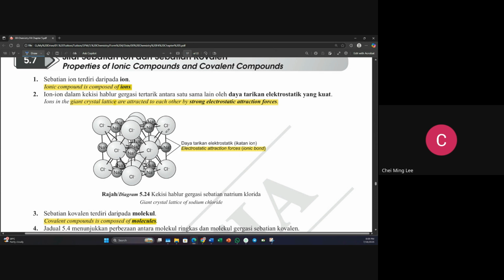The electrostatic force between them is the ionic bond. And covalent compound is composed of molecules only. Okay, jot down this one first. Then we see the difference between the super gigantic size and the normal size.